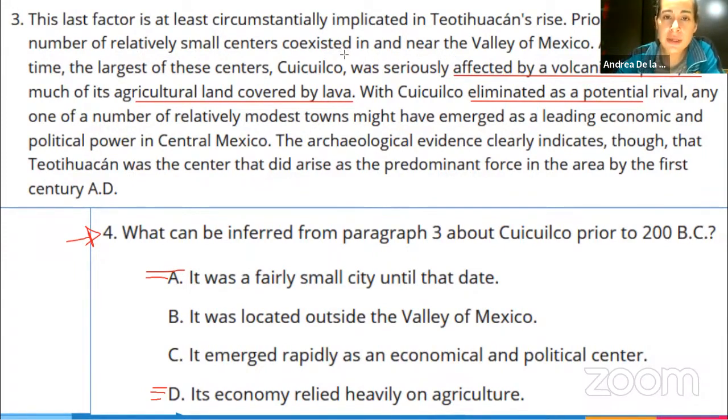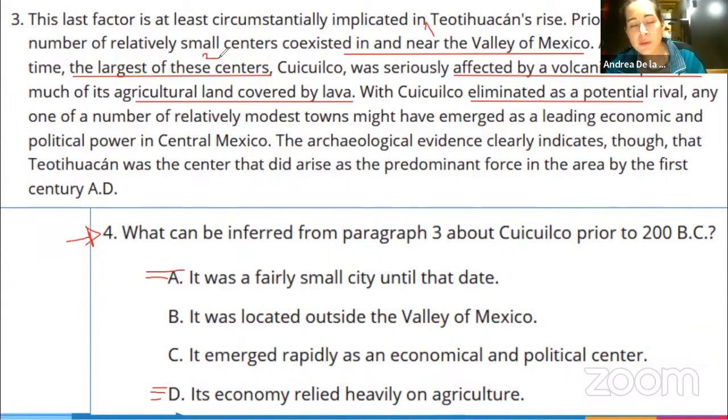The first thing we know is that this center was either inside the Valley of Mexico or near the Valley of Mexico, one of the two. We don't know which. Now then it says, around this time, so prior to 200 BC still, the largest of these centers, Cuicuilco, was seriously affected. So another thing that we know about Cuicuilco, besides the fact that it was in or near the Valley of Mexico, is that it was the largest of those centers from the area, right? As Ricardo was saying. It was the largest of those centers.